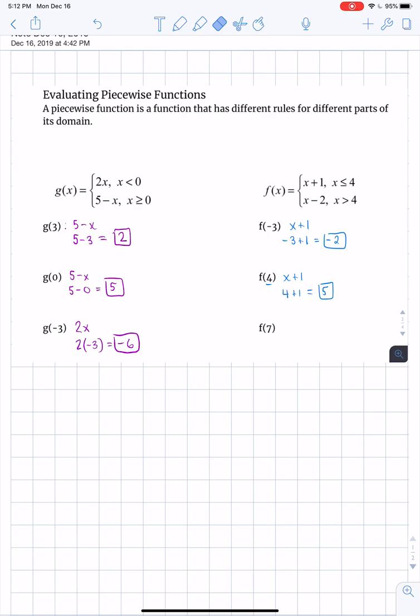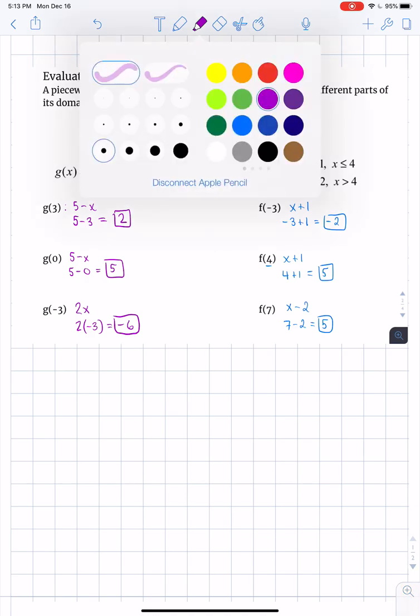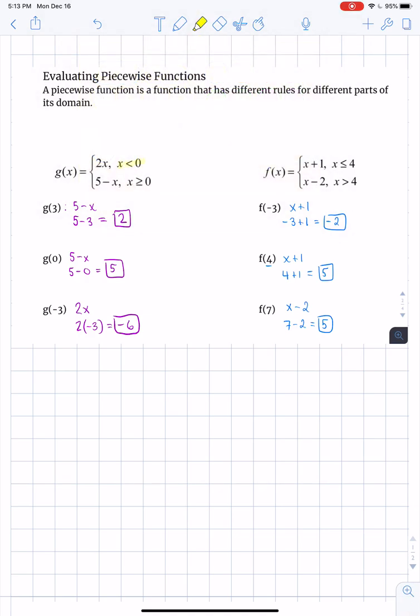Now for f of 7, which rule am I going to use? Is 7 less than or equal to 4, or is 7 greater than 4? Obviously 7 is greater than 4, so we're going to use the second rule this time. So x minus 2, which is 7 minus 2, so we get 5. So all you have to do for these piecewise functions is check out the rules and follow the rules.